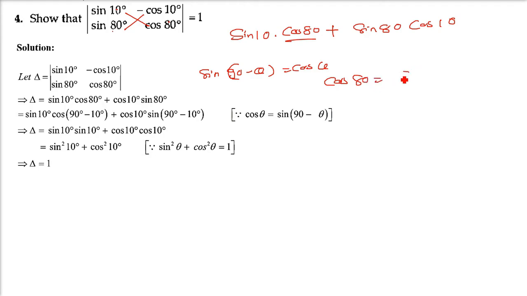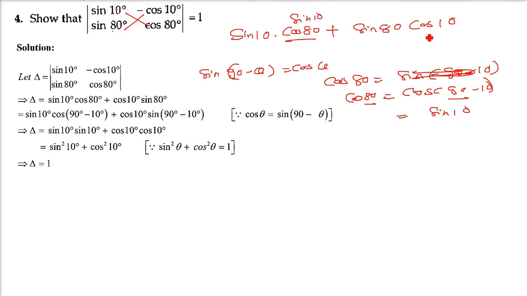So cos 80 can be written as cos 90 minus 10. It is not sin; I am just changing it because this was wrong. The cos 90 minus 10 is the same as cos 80, but cos 90 minus theta is sin theta. It will be sin 10. So in place of cos 80, you can write sin 10. Similarly, you can write sin 80 as sin 90 minus 10.